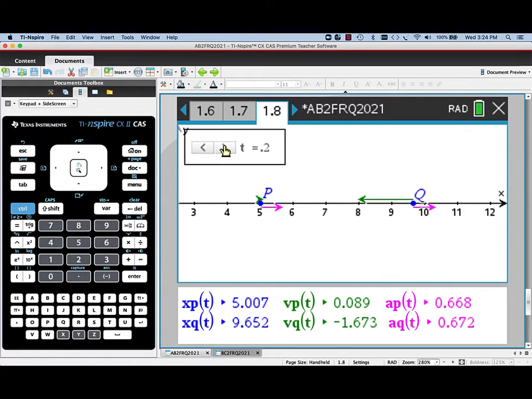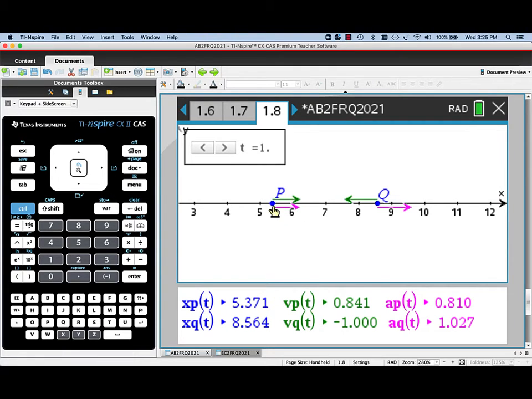Now as we increment time through the time interval with increment steps of 0.1, you can actually see both the numerical and visual displays of the velocity and acceleration, as well as the movement of the particles themselves along the x-axis. Now at time t=1, recall that we're asked if particles P and Q are moving toward each other or away from each other at that time.